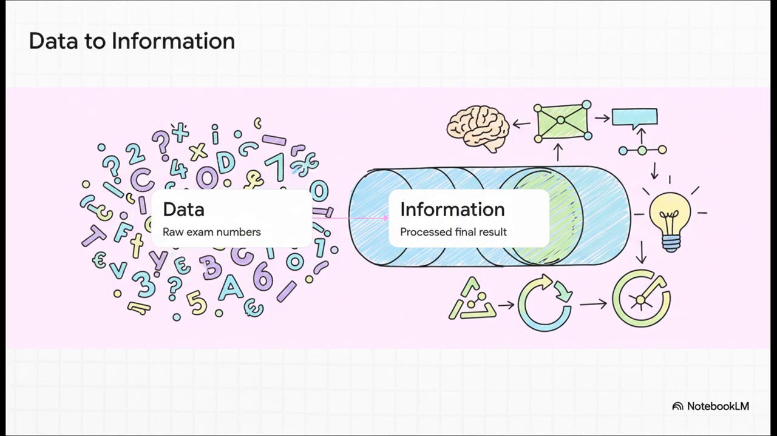Here's a super simple example. Imagine a list of all the raw scores from an exam. That's just data, right? A bunch of numbers. But when you process all those numbers to get a final grade, like an A or a C or a clear pass or fail, that's information. See? It's something you can actually understand and do something with.